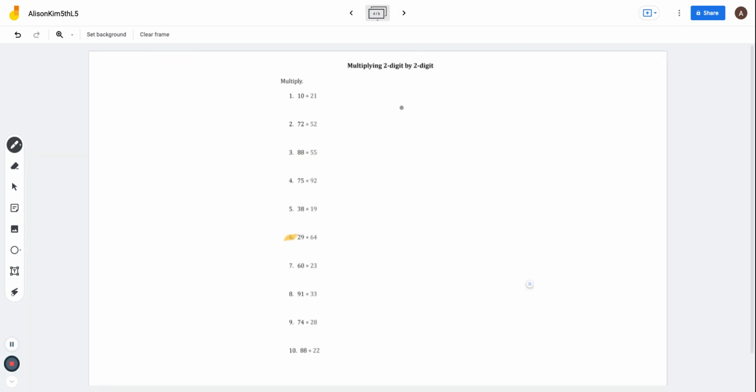Now we're going to move on to multiplying 2 digit by 2 digits. So this is basically just multiplication. We're going to do number 6 together. We're going to do 29 times 64.